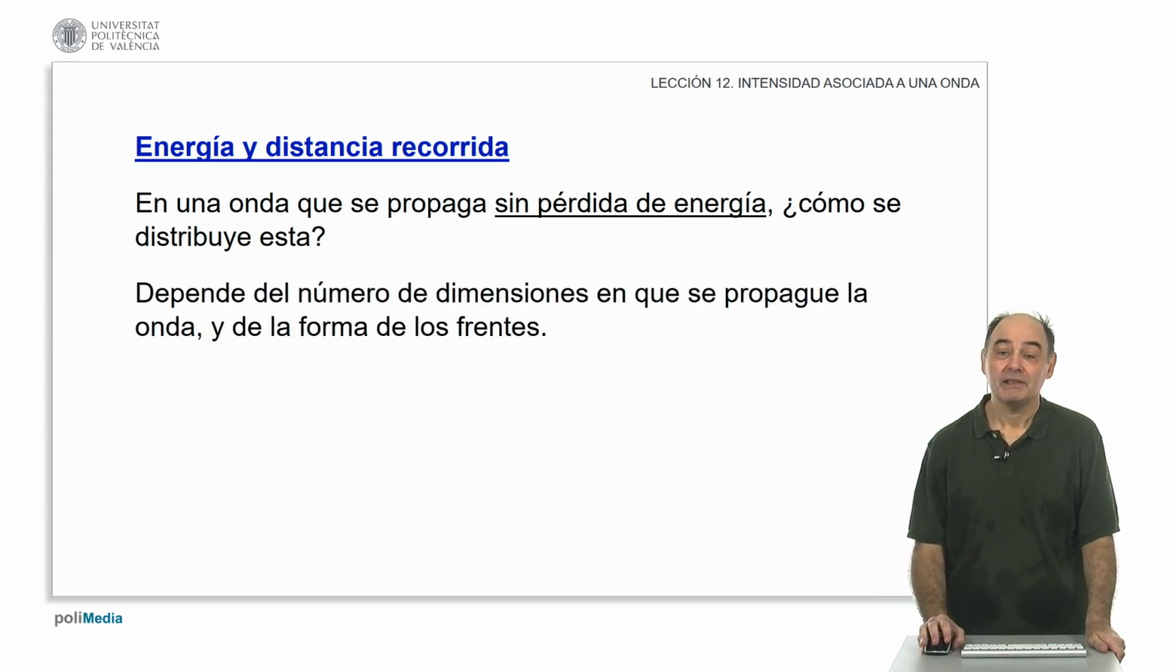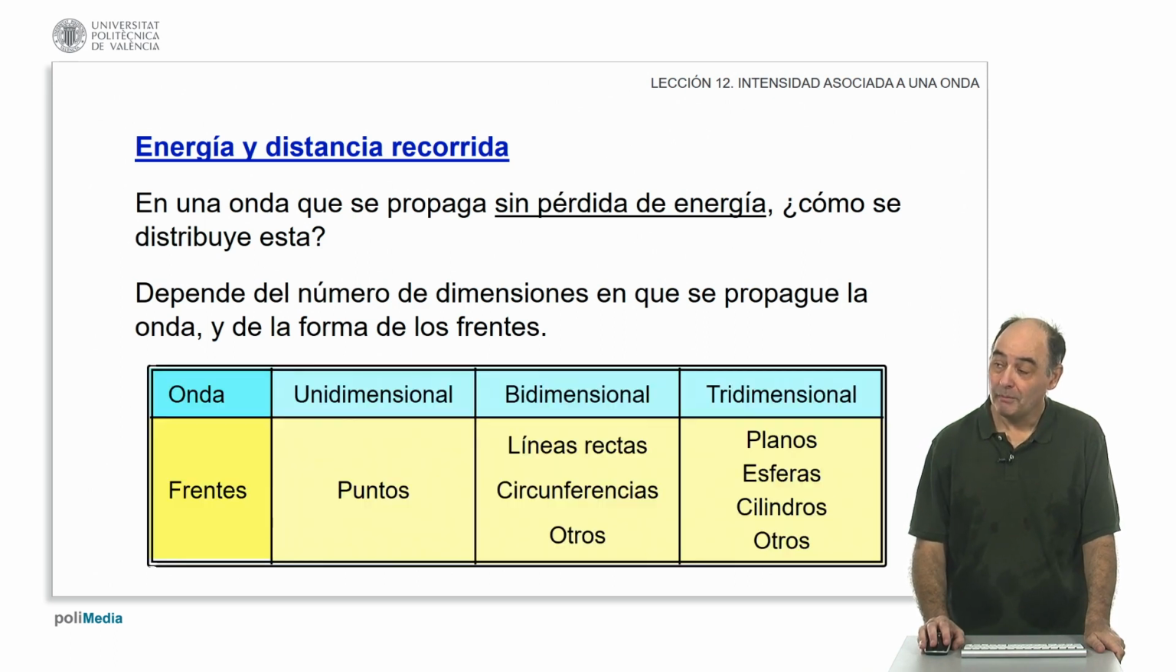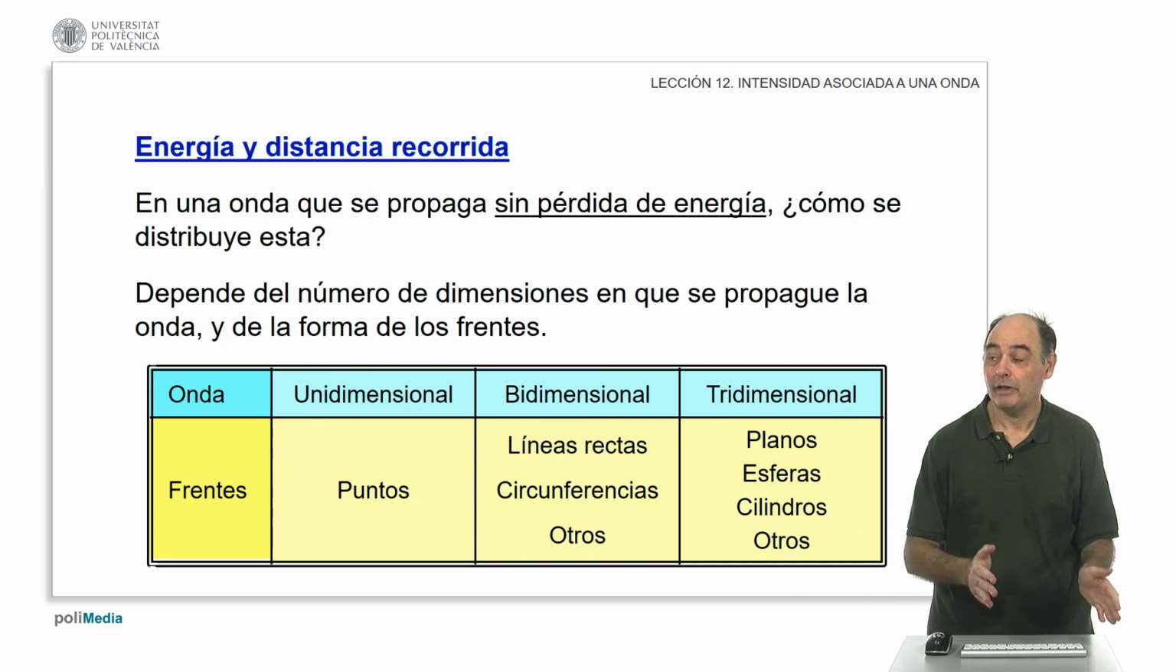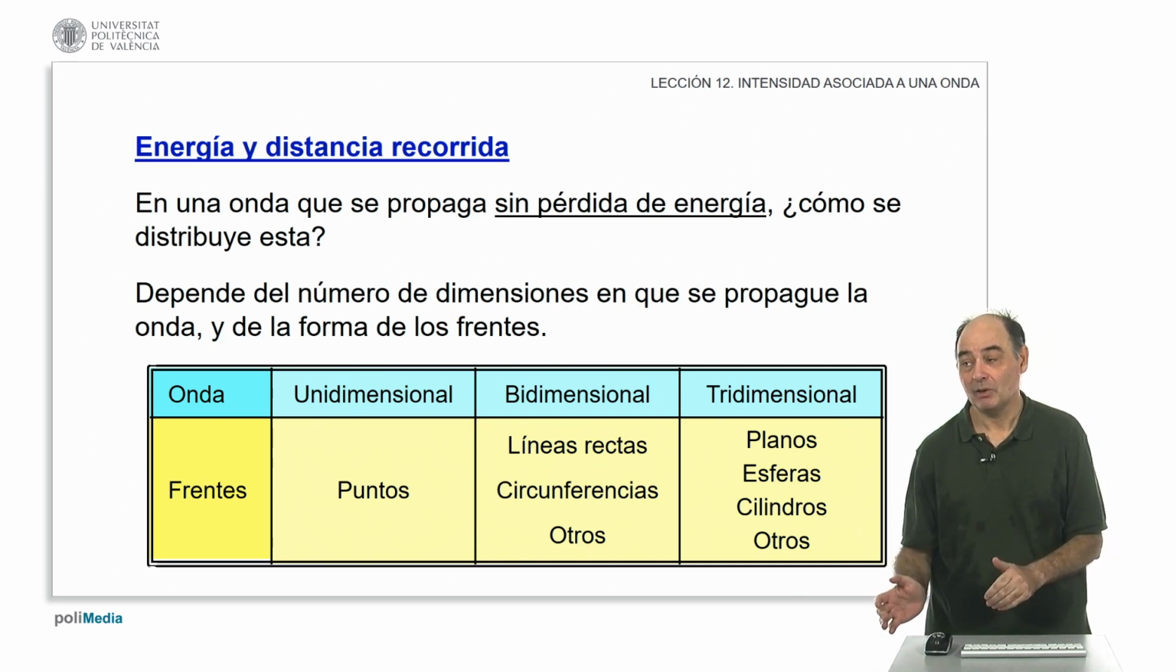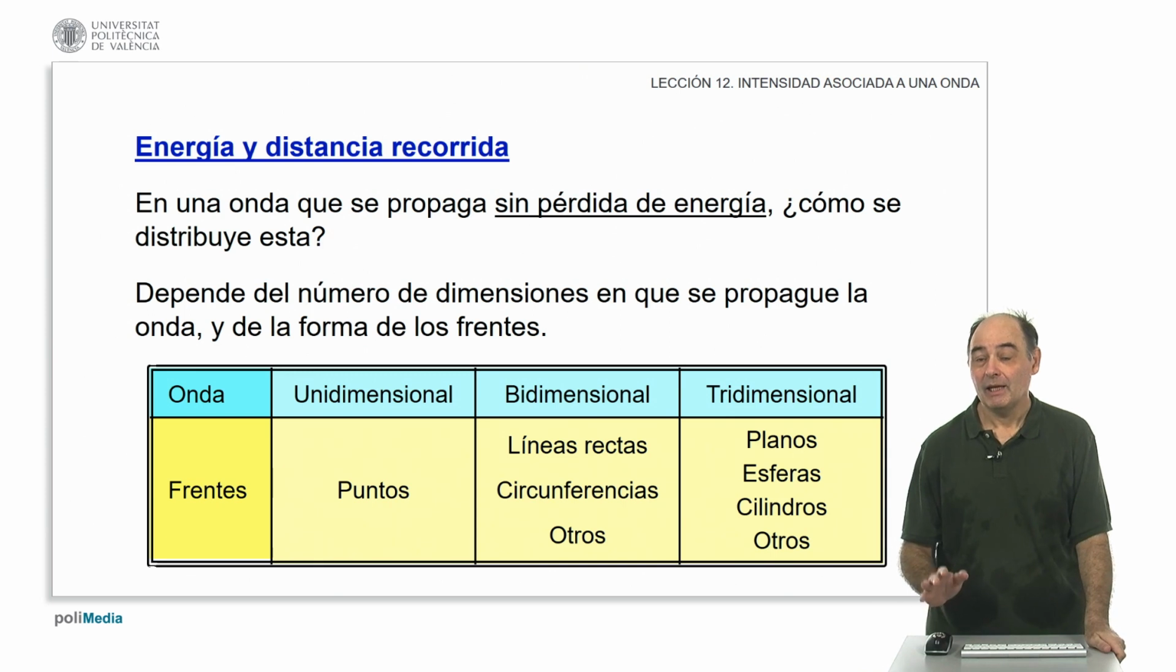Well, under this hypothesis, what happens with the energy depends, most importantly, on the number of dimensions in which it propagates, and secondly, on the shape of the fronts. We will speak, according to this table, of one-dimensional, two-dimensional, and three-dimensional waves. As a general rule, whenever we have a wave propagating in a number of dimensions, the fronts are of the same dimension minus 1.